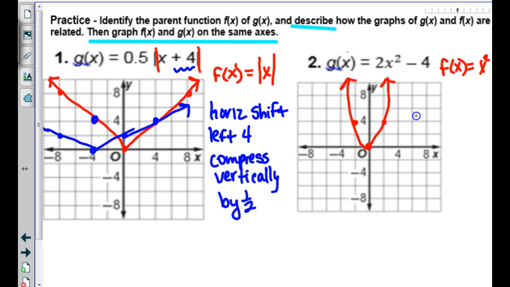What is 2x squared minus 4 doing? The 2 is vertically doing what? Stretching it by 2, which actually makes it look narrower. But it's actually vertically stretching it up and down, so it's going to go up twice as fast. Okay? And the minus 4 is vertical what? Shift down 4.